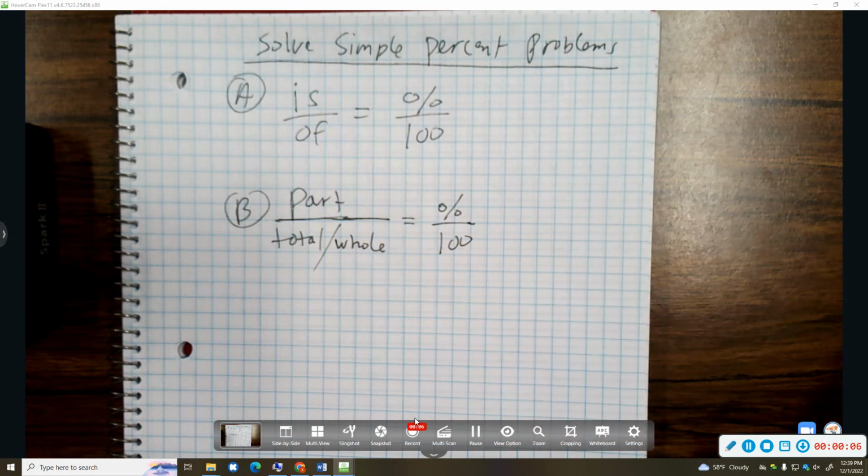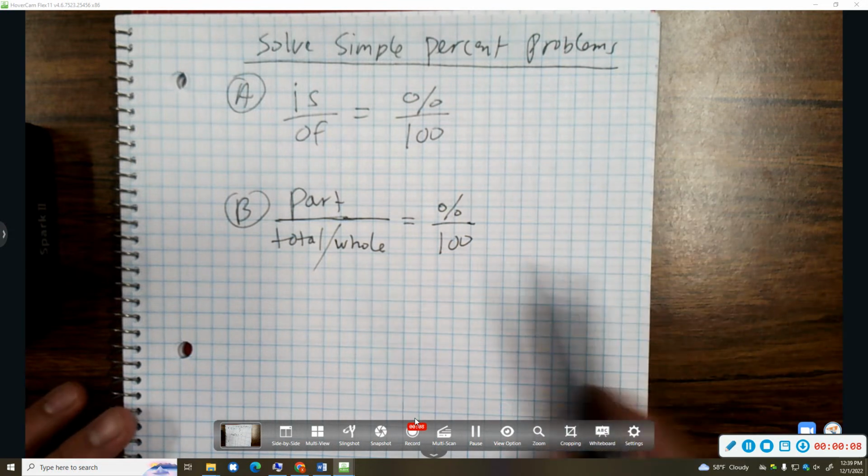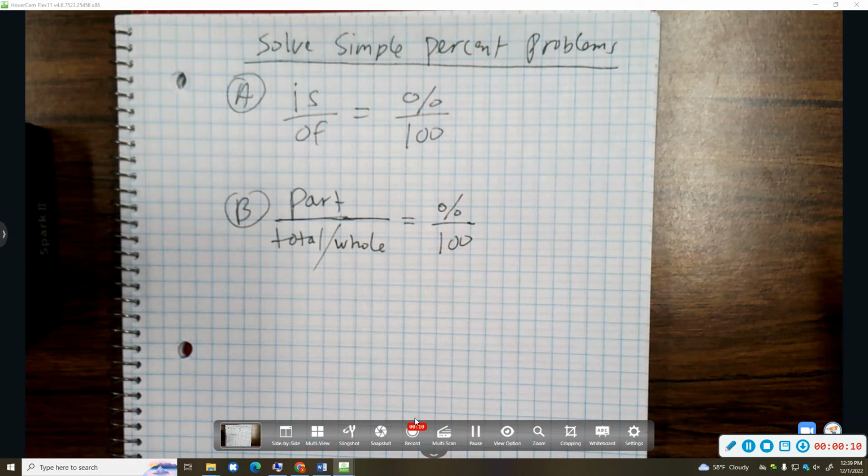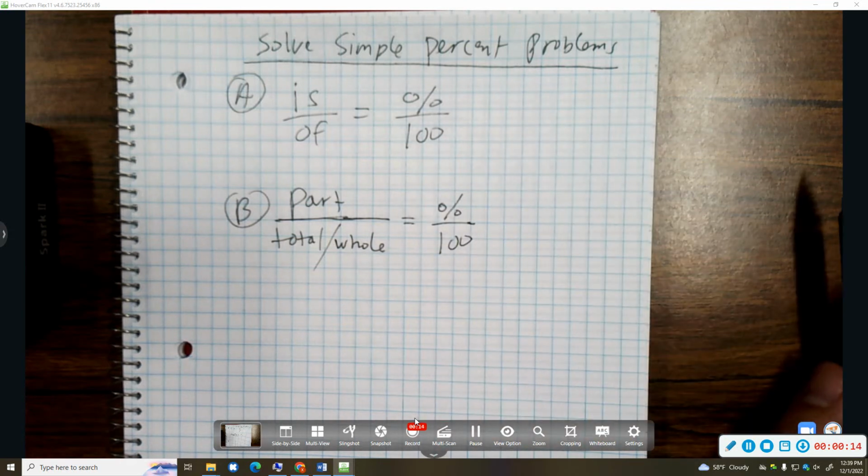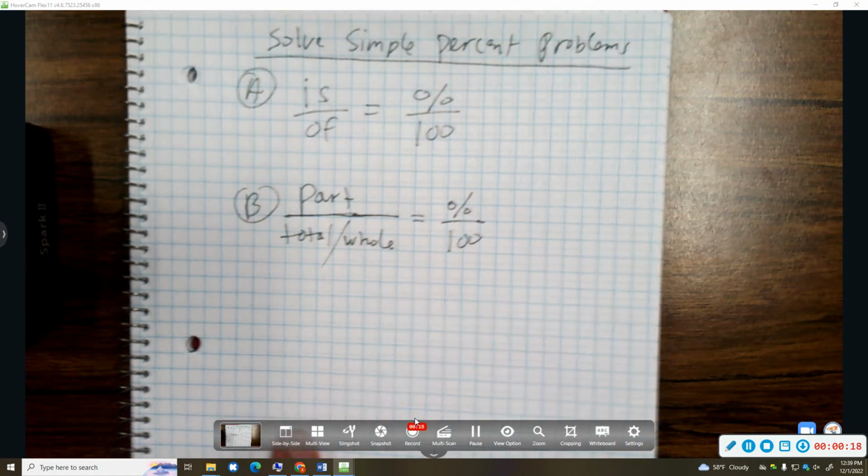Before we start, I need you to pause and copy these two formulas for solving percent problems. So go ahead and do that now. So pause. Alright, now take out your worksheet. If you don't have one, you can write this out.